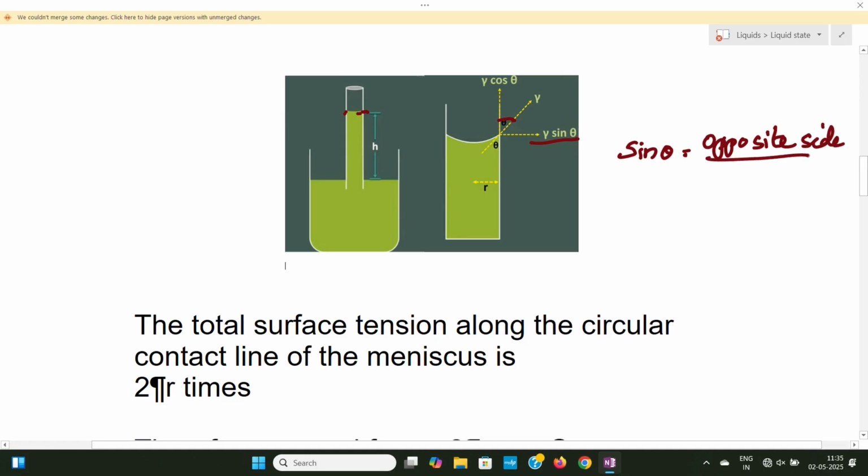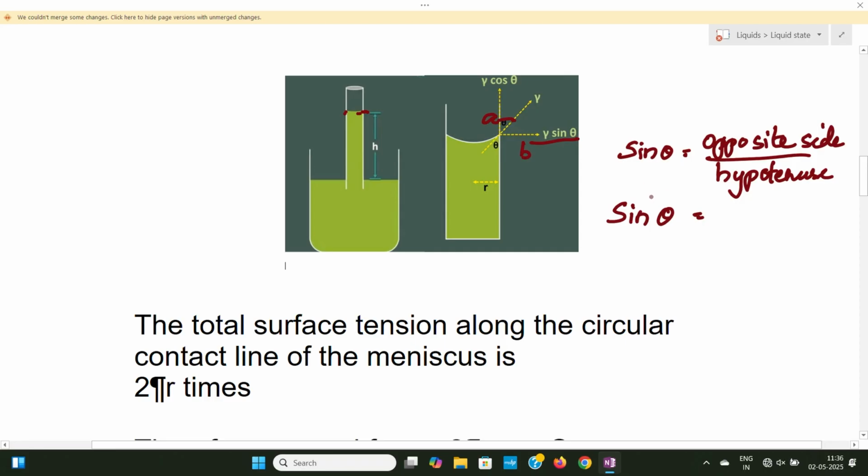Sine is the opposite side by the hypotenuse. So, to find sin theta, if this is A and this is B, this opposite side, this is the theta, so this is the adjacent side, and this gamma will be the hypotenuse, and this is the opposite side.